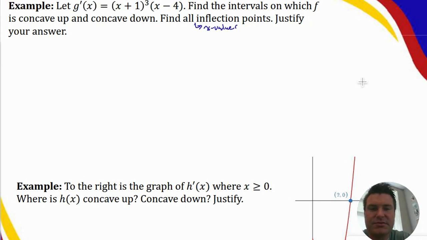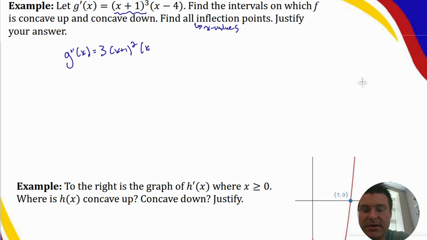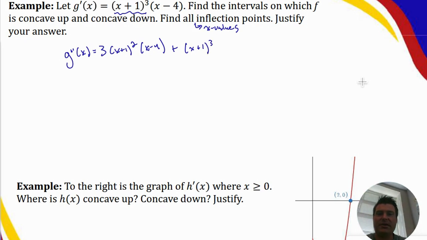Find all the x values, and we're going to go ahead and justify our answer. Since I have the derivative here, I need to take the second derivative. This is going to require product rule. The derivative of the first is going to be a little bit of chain, so it's 3x plus 1 all squared, times x minus 4, plus leave the first, and the derivative of the second is actually just going to be 1, so times 1.